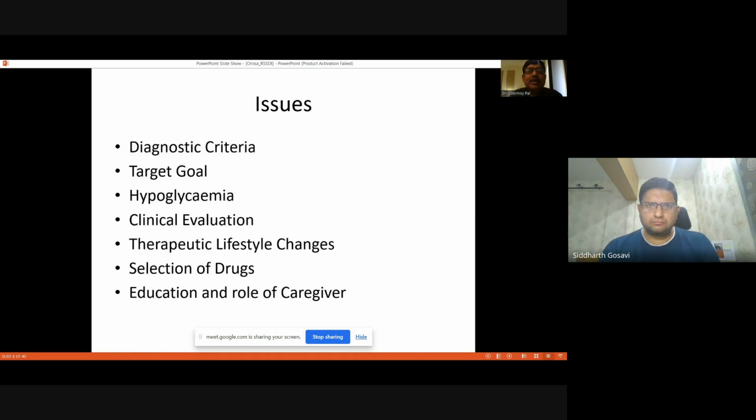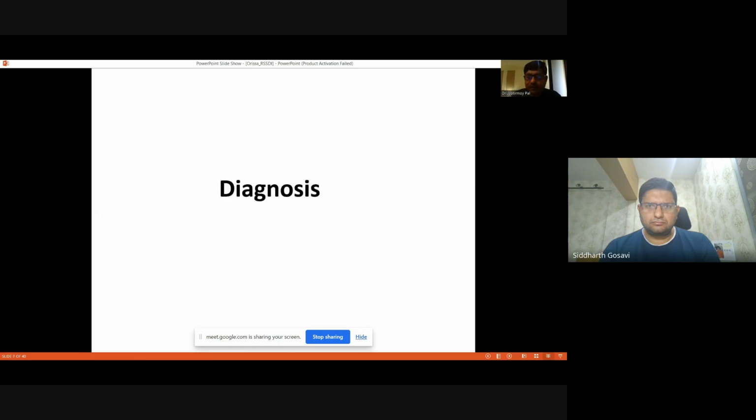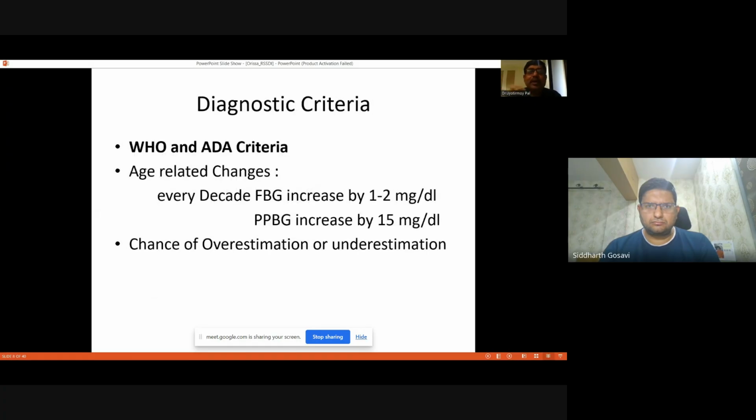So now we discuss what the diagnostic criteria are, what the target goal is, the very important issue of hypoglycemia, clinical evaluation, lifestyle changes which are required, selection of the drug, and, very important in geriatric patients, education and the role of the caregiver. So first we come to the issue of the diagnosis.